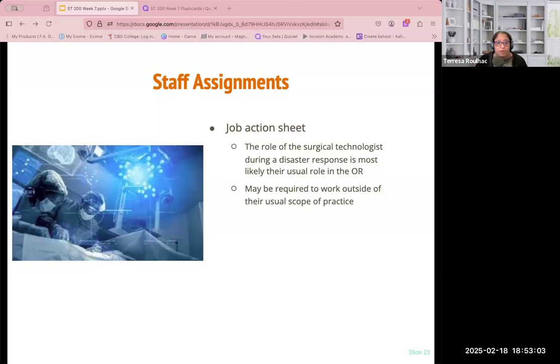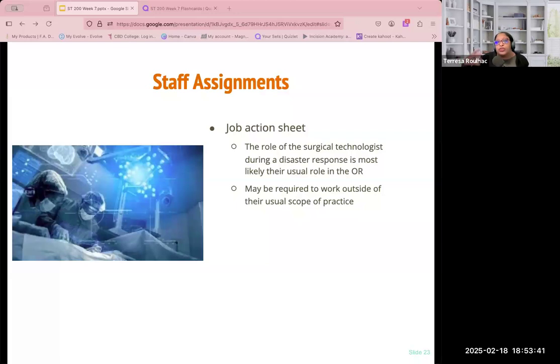Our usual role, of course, in the operating room during a disaster will generally be assigned our roles, which we know is going to be setting up our field, maintaining sterile technique, preparing our instruments, maintaining our sterile field, watching our sterile field, supporting our team during the procedure. But in a disaster situation, we may be required to perform duties outside of our scope of practice, like assisting with triage or patient transport or help managing non sterile procedures.